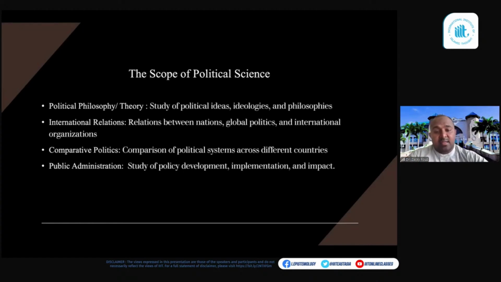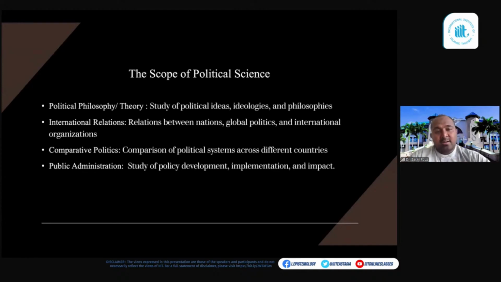These are the key themes in this section of political science, international relations. I think we have a separate session on this topic as well in this certificate course. And the third important branch is comparative politics.